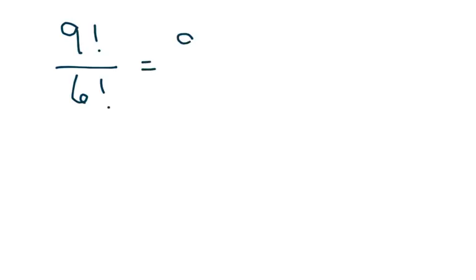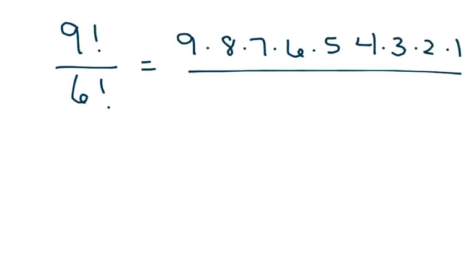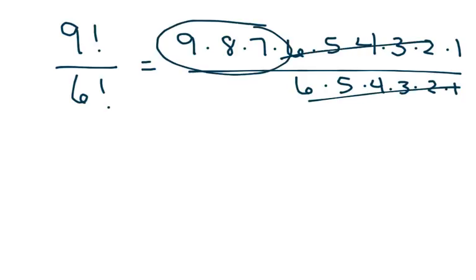So basically this is like 9 times 8 times 7 times 6 times 5 times 4 times 3 times 2 times 1. And 6 factorial is 6 times 5 times 4 times 3 times 2 times 1. And what happens here is these cross out. So now all you have to do is multiply 72 times 7. I'm looking at the answers here. So that equals 504.